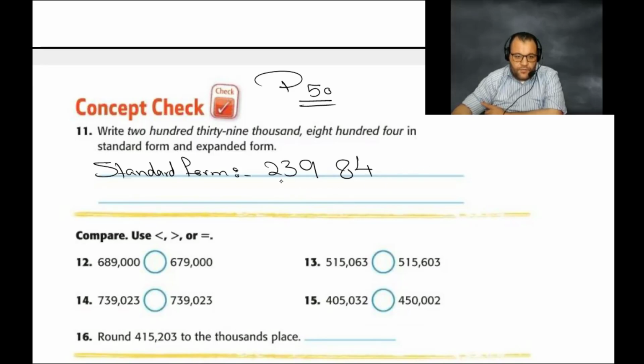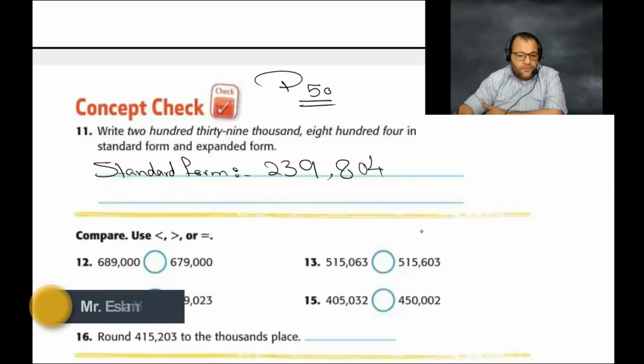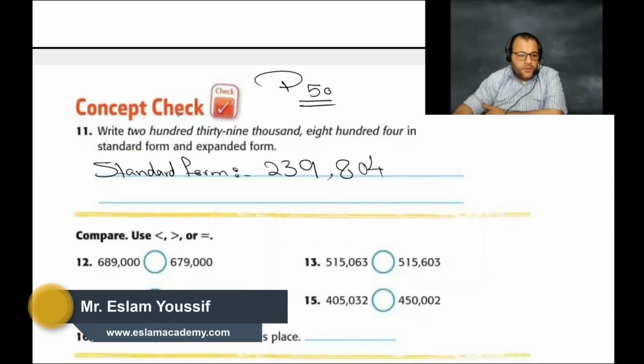No, wait. Before the 4, put a 0. Delete the 4. Put a 0, then 4. Yes, that's right. That's if you want to read it, so it will be 239,804. Now I need thanks. So Muhammad Ala will solve the expanded form.